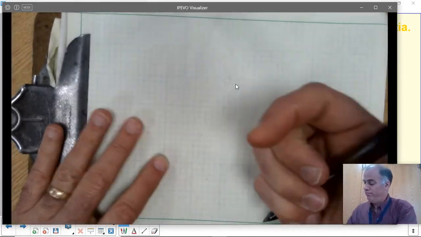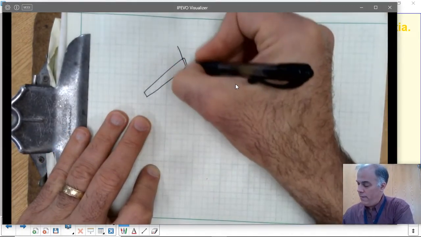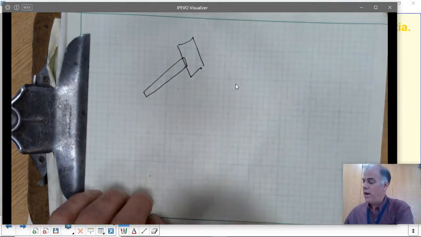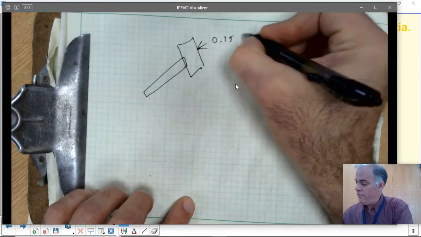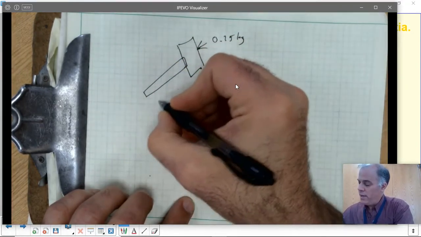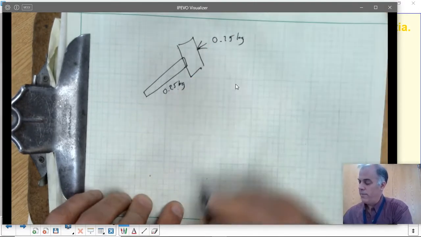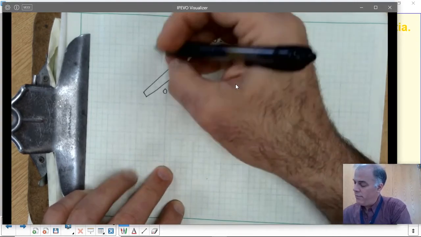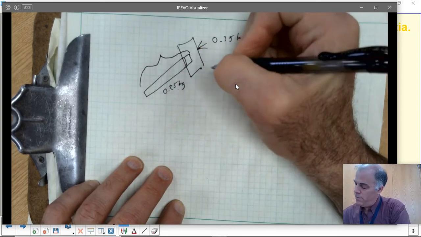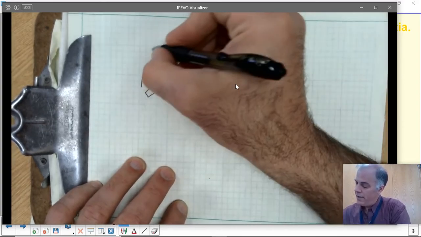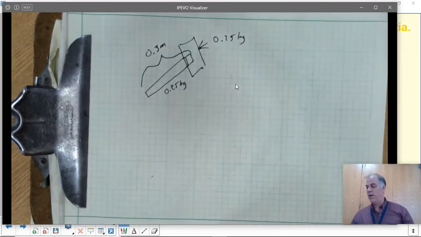Let's imagine a hammer. Okay, so we have a hammer that has a wooden handle and it has a metal head at the top. And let's say that this metal head is 0.75 kilograms. And we're going to say that the handle is 0.25 kilograms. And we're going to say that the length of this thing, we're going to put the handle embedded into the head a little bit. We're going to call that 0.3 meters. That seems like a good number.